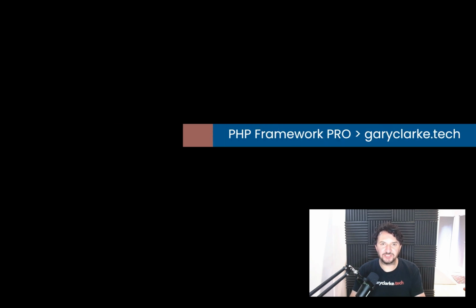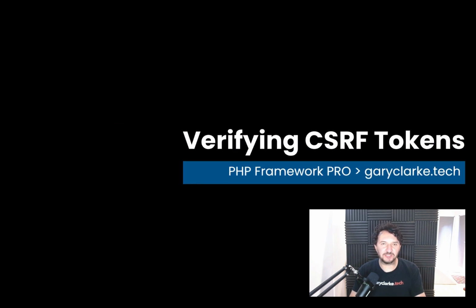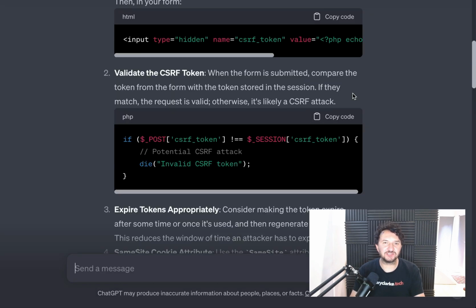So far we've managed to generate a CSRF token when we start the session. We've used that as the value in a form's hidden input. What we want to do now is take care of actually verifying that CSRF token when we submit the form. So let's go back to ChatGPT and see if it can help us a little further.